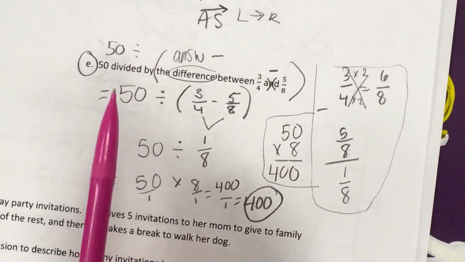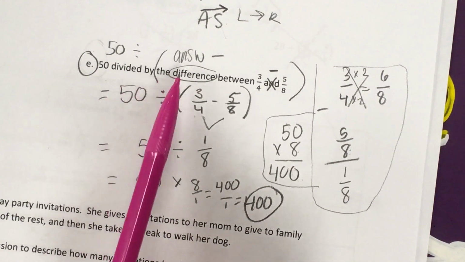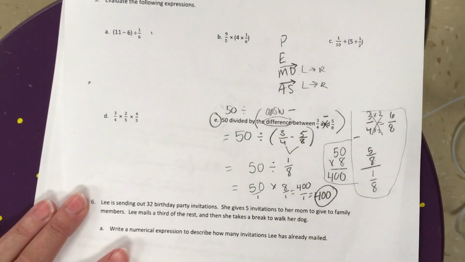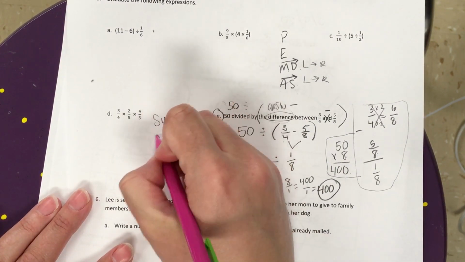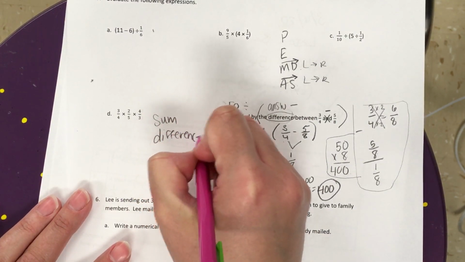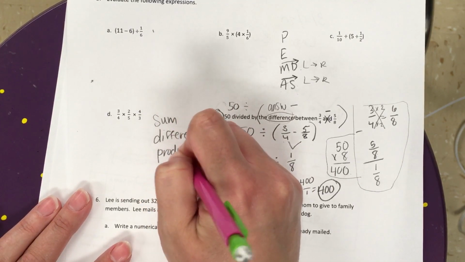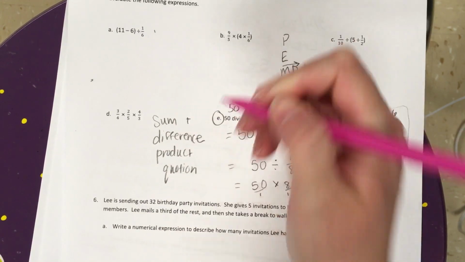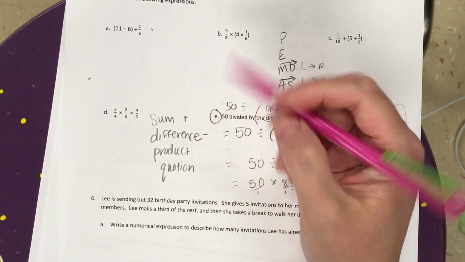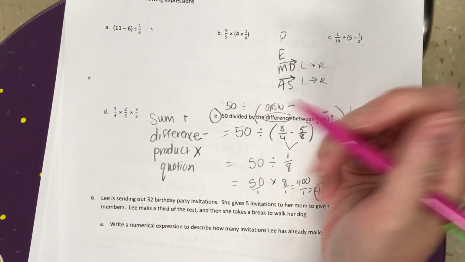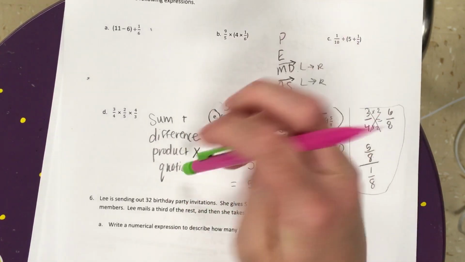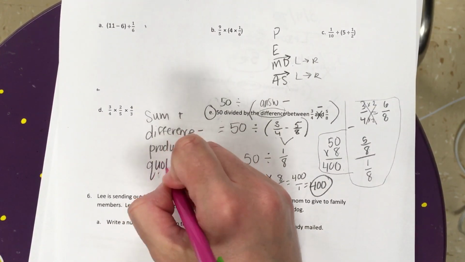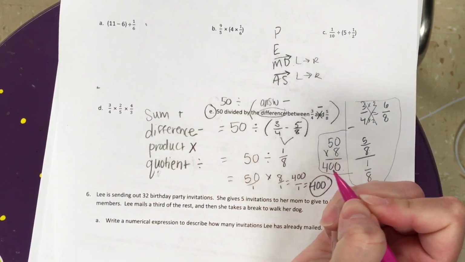So again, your strategy here is to find your answer word. Our answer words are sum, difference, product, and quotient. Sum is the answer to an addition problem, difference is the answer to a subtraction problem, product is the answer to a multiplication problem, and wow, I actually spelled that wrong, sorry guys. Quotient is the answer to a division problem.